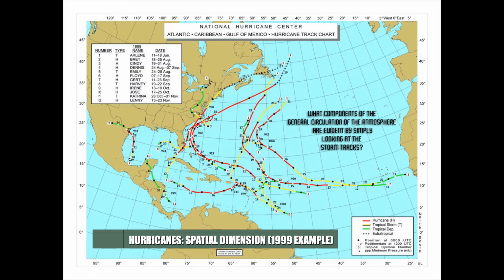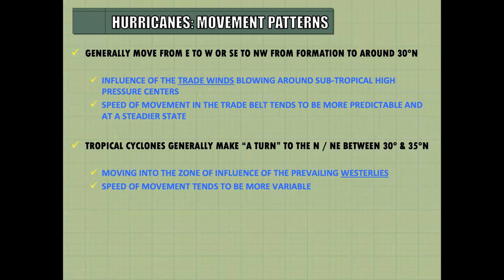But generally speaking, they all follow this pattern: east-west near the equator or in the tropics, and make a turn to the north, and then northeast, and then they move into the zone of the westerlies. Okay.